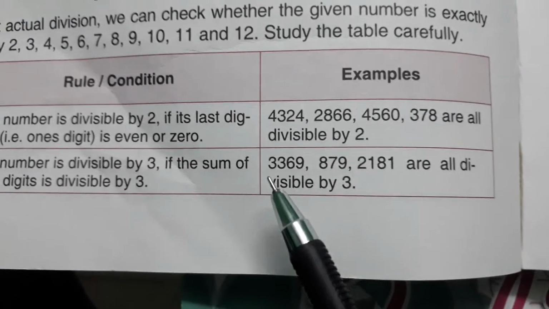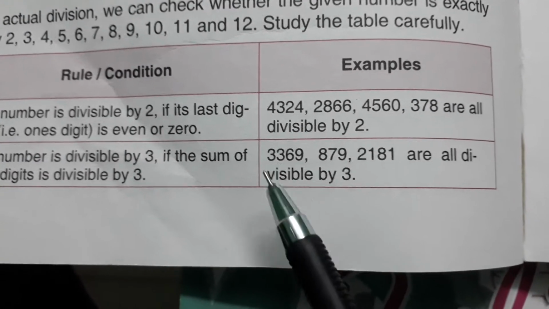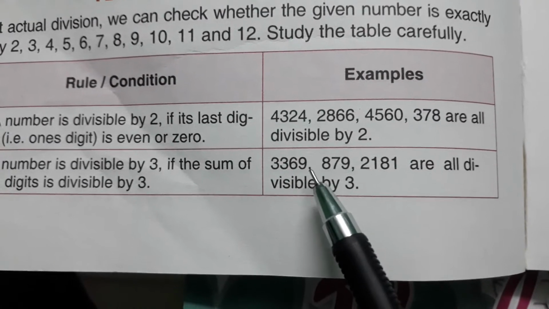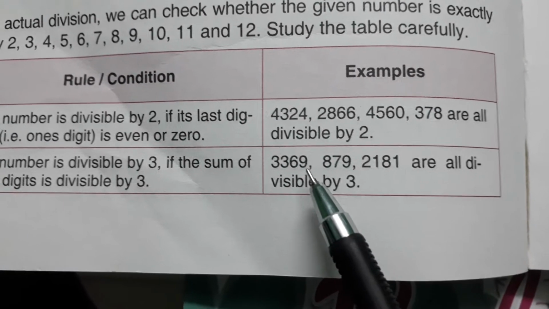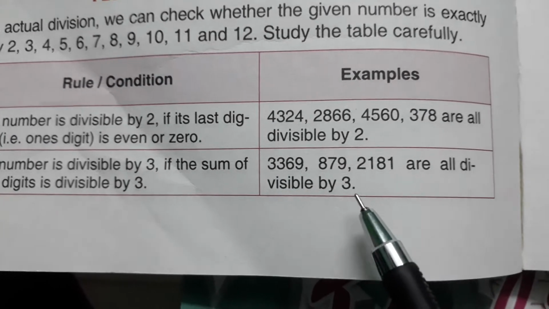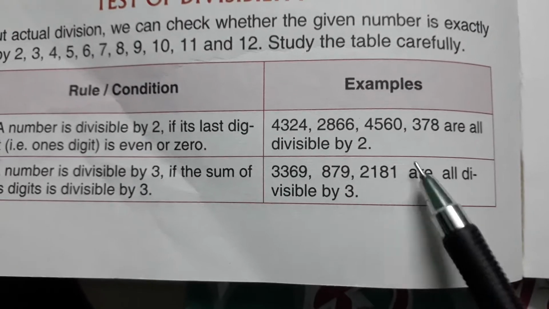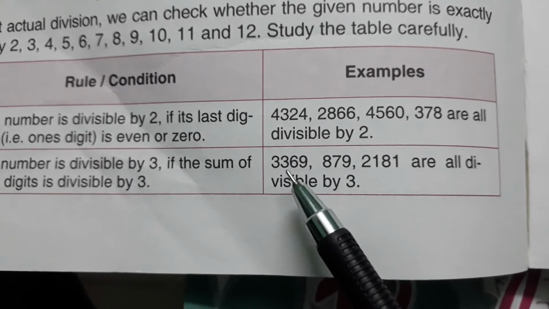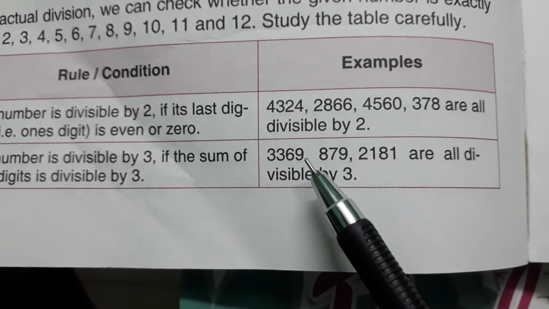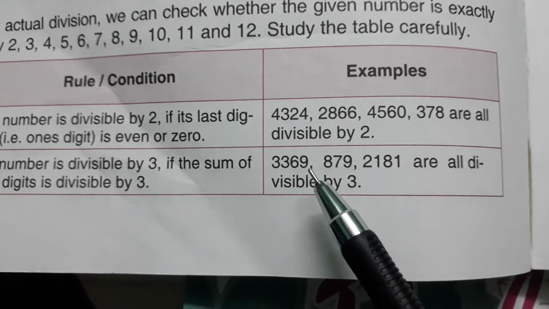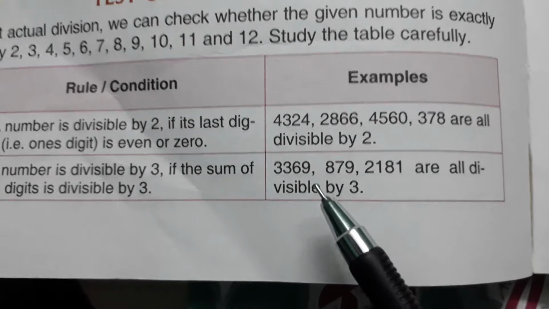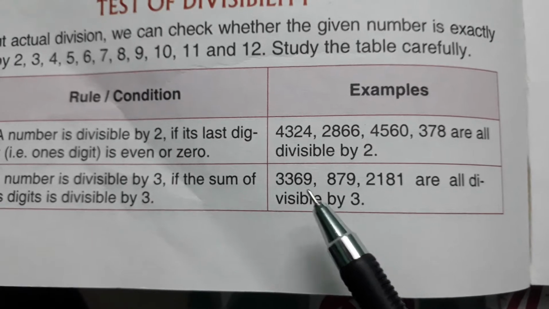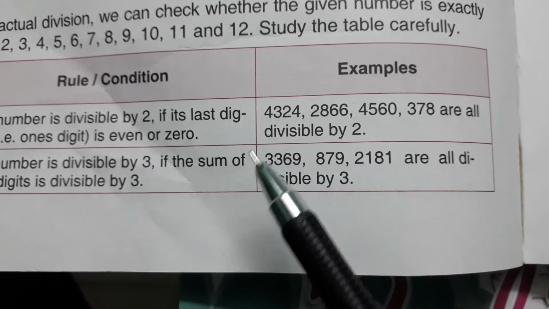Sum of digits: 3 plus 3 plus 6 plus 9. 3 plus 3, 6. 6 plus 6, 12. 12 plus 9, 21. Yes, the sum is divisible by 3. If the sum is divisible by 3, then the number is divisible by 3. What is the sum here? 21. 21 is divisible by 3, no? Yes, 3 sevens are 21. So 21 is divisible by 3, and that is why we can say the given number is divisible by 3 directly.